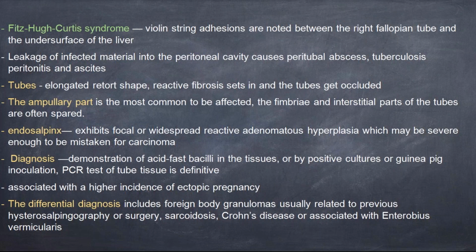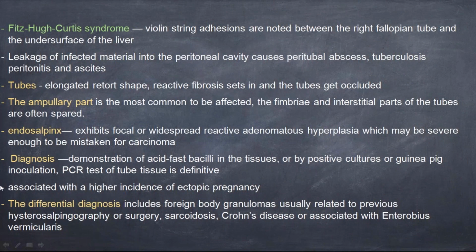The cilia of the tube, which help in the transport of the ovum and later the zygote into the uterine cavity, are damaged because of the infection and caseation. So whatever ovum or zygote there is will stay in the tube itself, forming the ectopic pregnancy. That's why whenever there is tuberculous salpingitis, you will have a higher incidence of ectopic pregnancy.